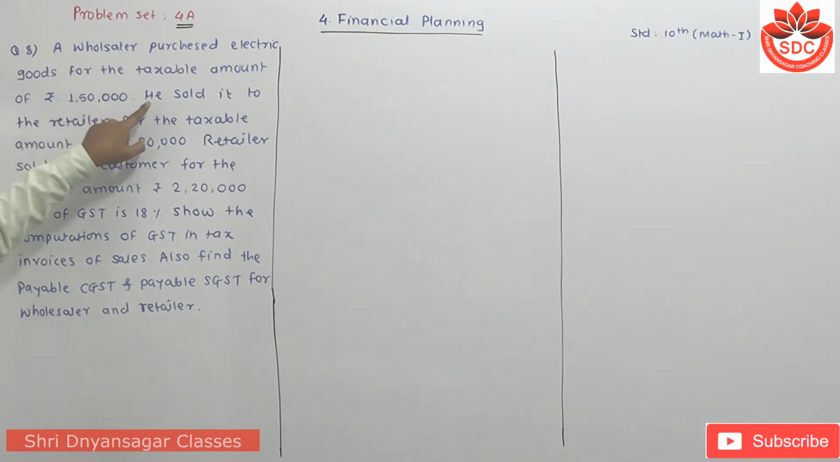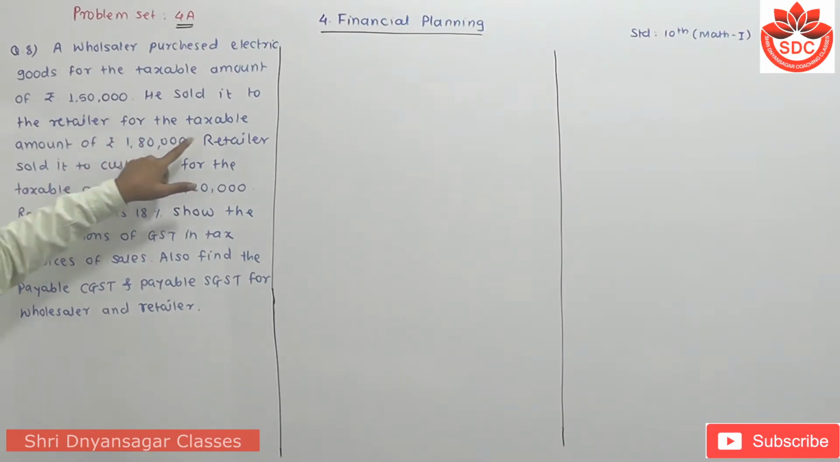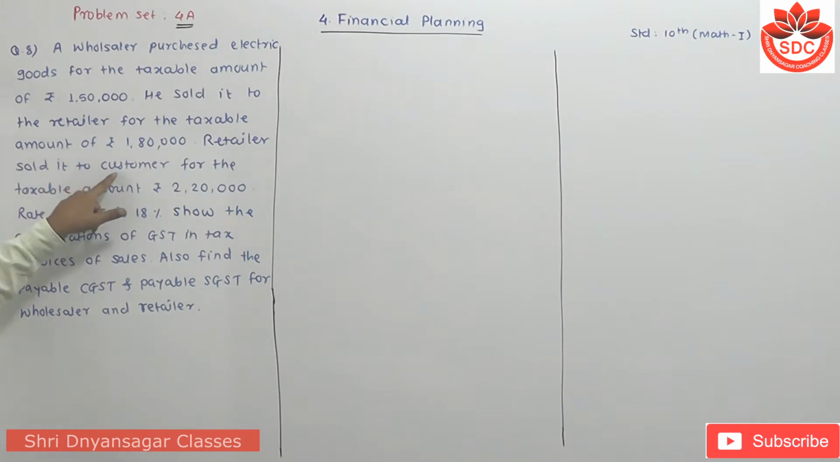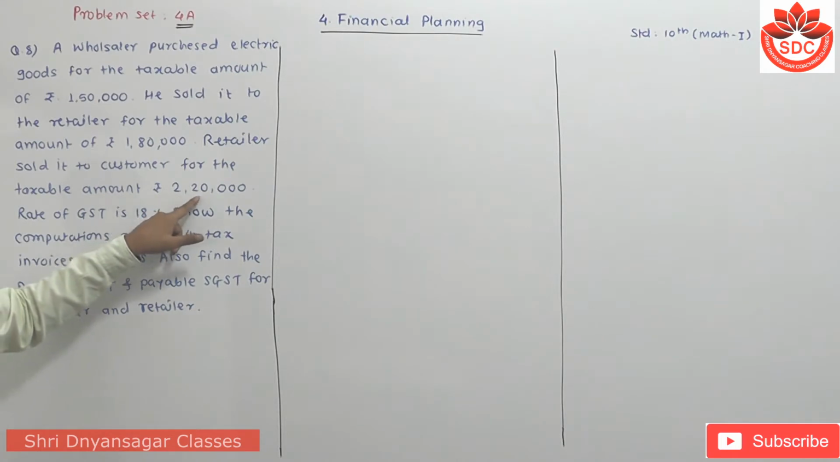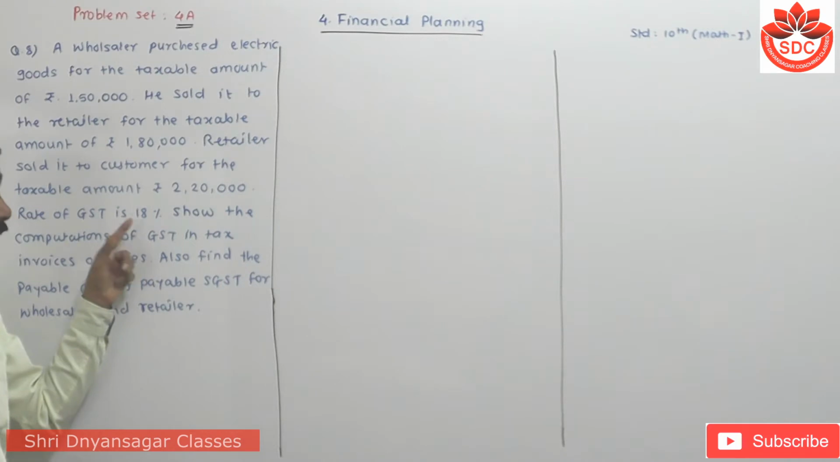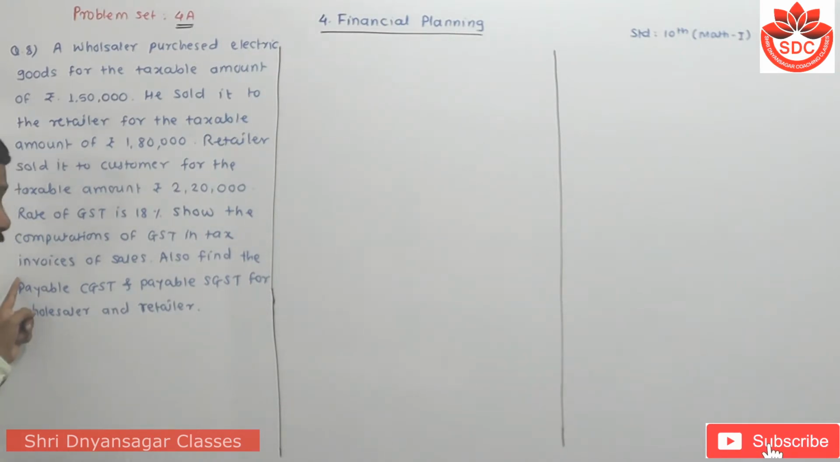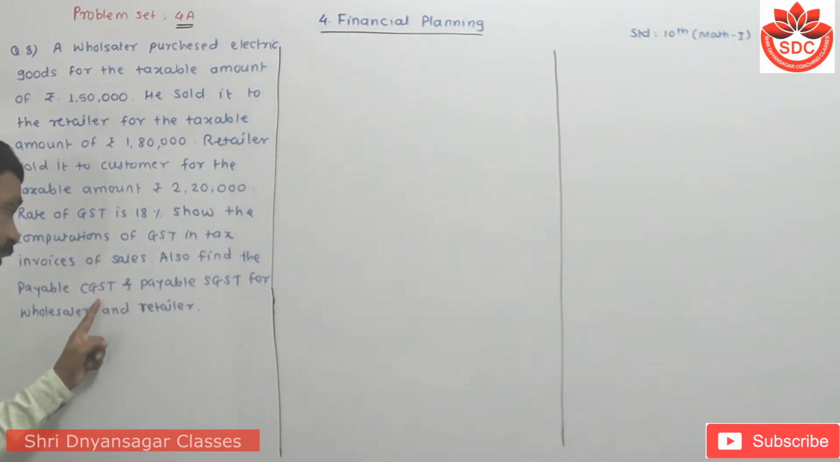1,50,000. He sold it to the retailer for the taxable amount of rupees 1,80,000. Again, the retailer sold it to the customer for the taxable amount of rupees 2,20,000. The rate of GST is 18%. Show the computation of GST in the tax invoice of sales. Also find the payable CGST and payable SGST for the wholesaler and retailer.